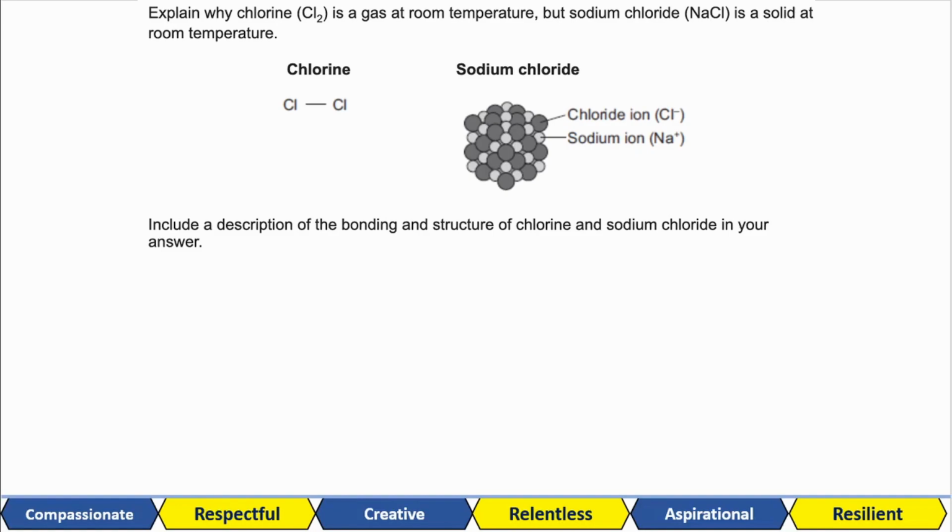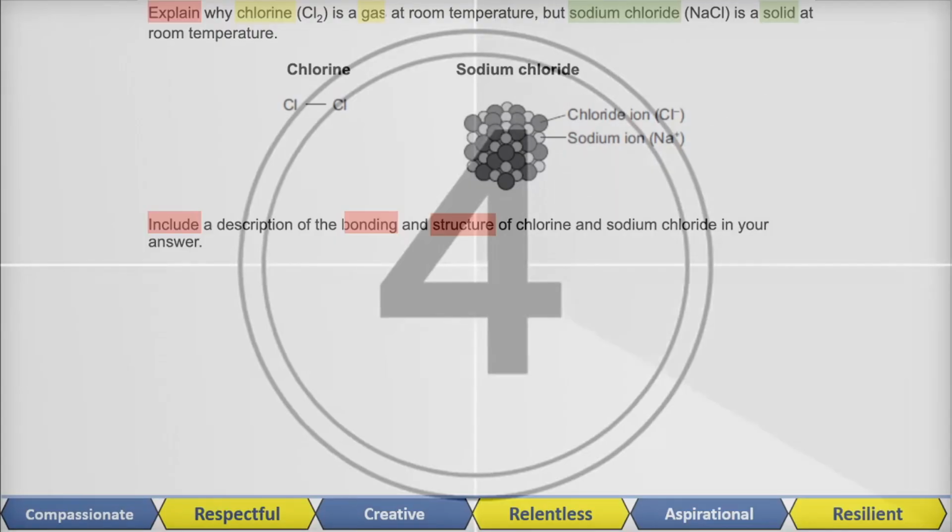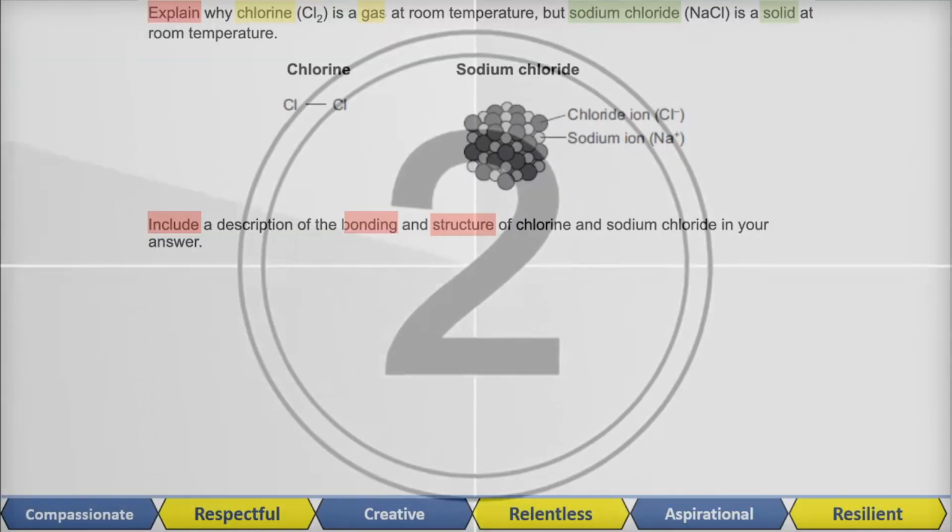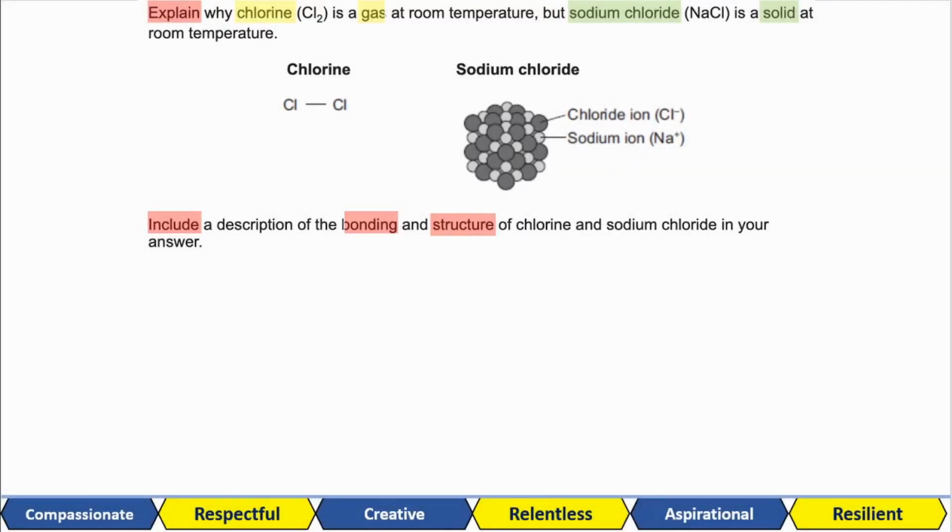Let's break this question down. Explain why chlorine is a gas at room temperature, but sodium chloride is a solid at room temperature. Include description of the bonding and structure of chlorine and sodium chloride in your answer. Spend some time answering this based on the last few lessons we have done. You could essentially write this out as 2 big paragraphs.